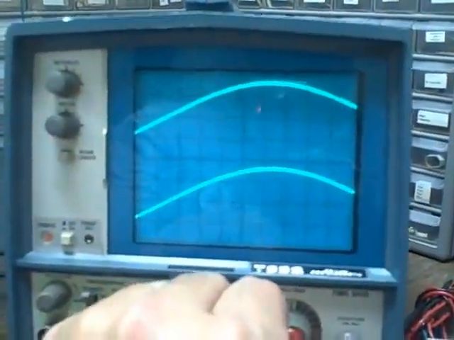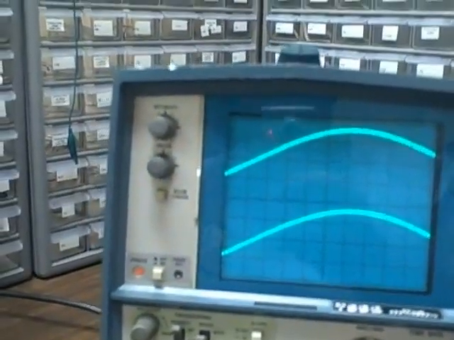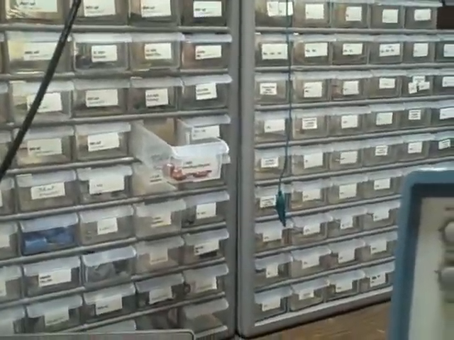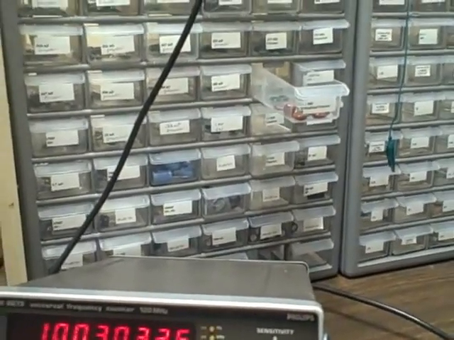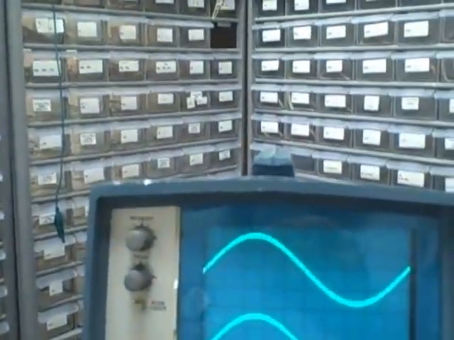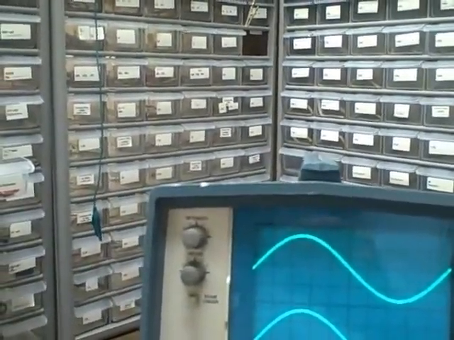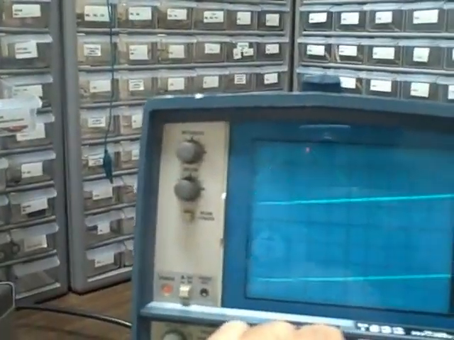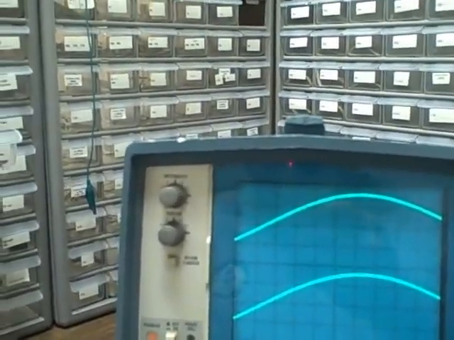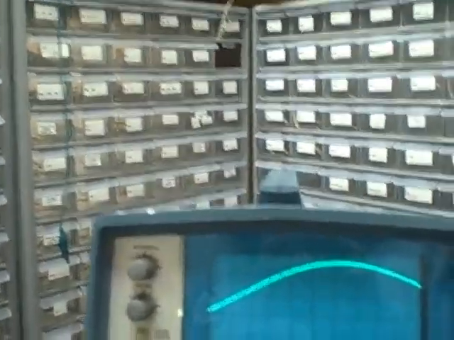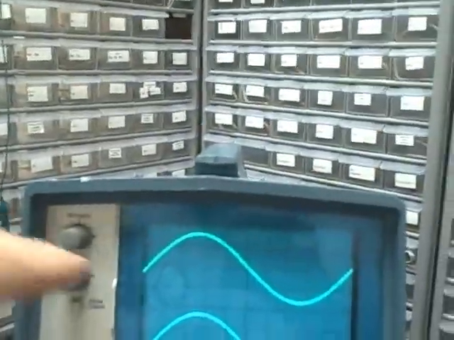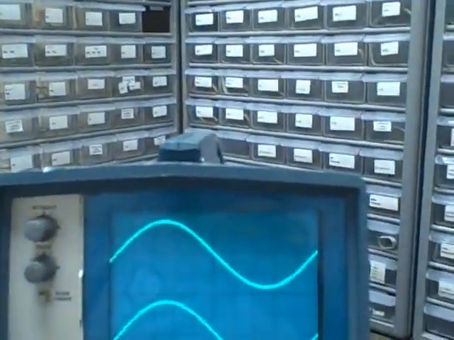Alright, we're going to take ourselves down another. We are now at 1 microsecond per division, and we are going to kick ourselves up to 100,000 hertz. Alright, there we are, 100,000 hertz, and we see the one cycle in 10 divisions. Okay. 0.5 microseconds per division. We're going to go to 200,000 hertz. Alright, there's 200,000. One cycle in 10 divisions.